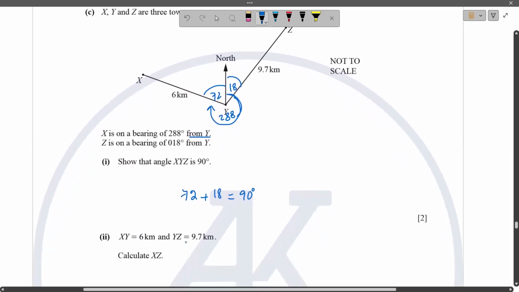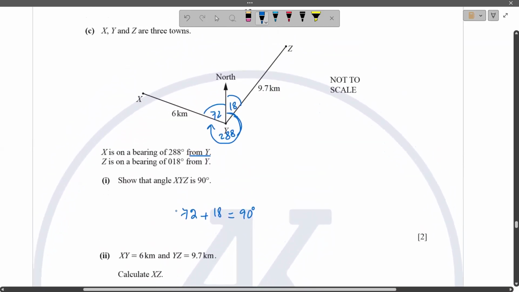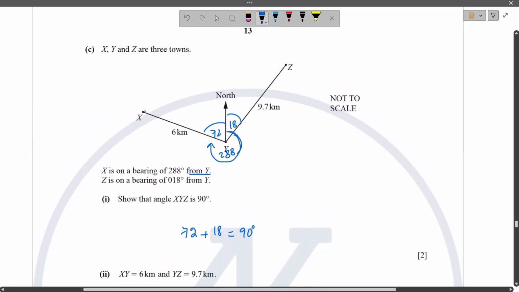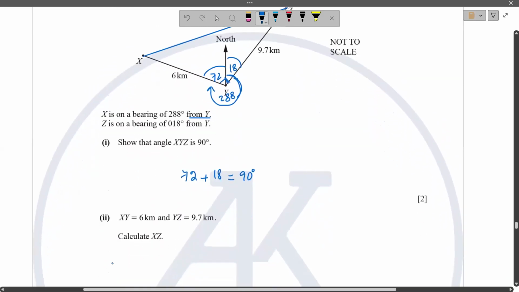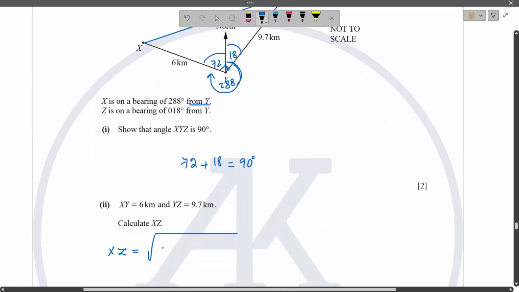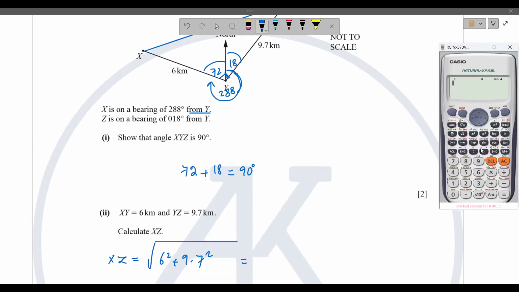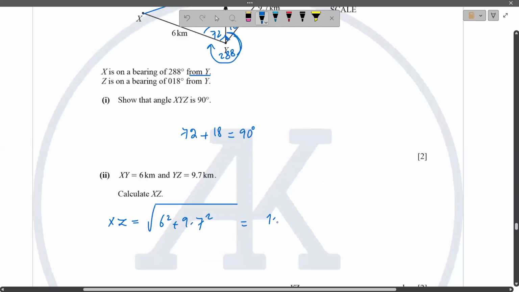XY is 6 kilometers, YZ is 9.7 kilometers. Calculate XZ. As now this is 90 degrees, this will be the hypotenuse. XZ is the hypotenuse. So it's the square root of 6 squared plus 9.7 squared, which is 11.406.